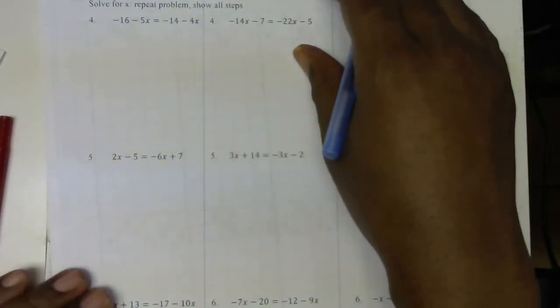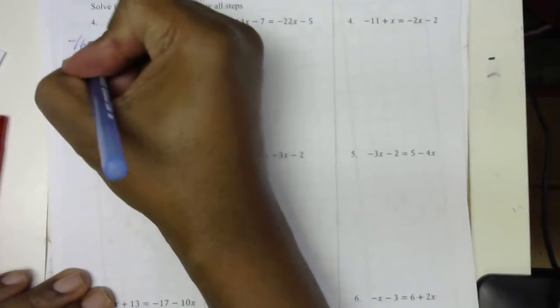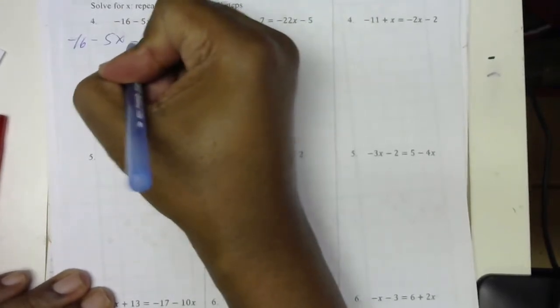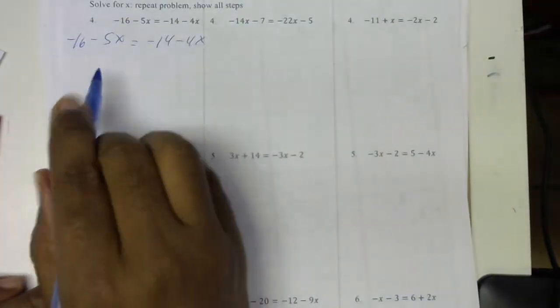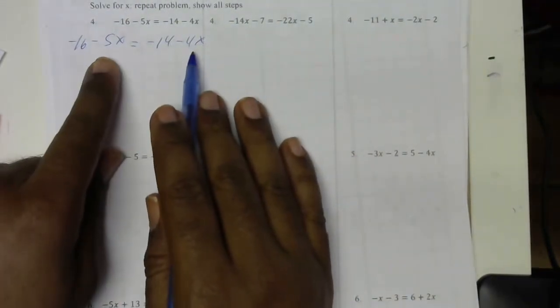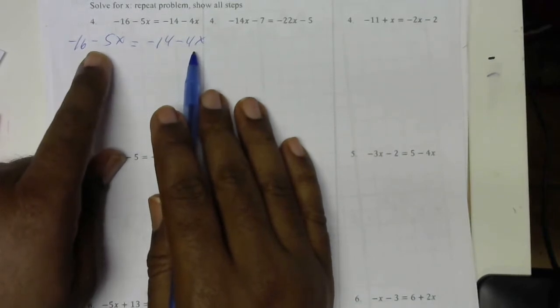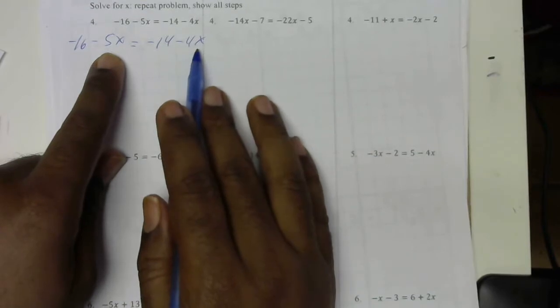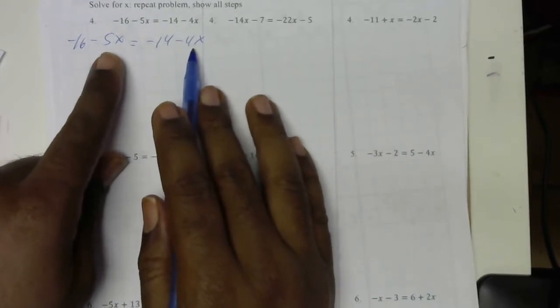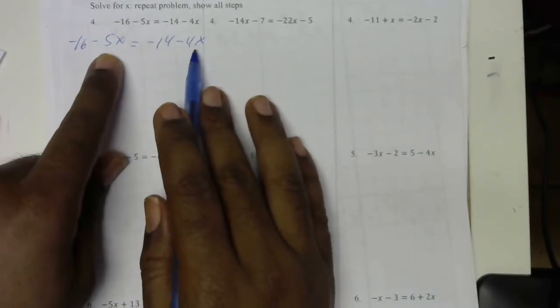Okay, let's take a look at number 4. Number 4, we have a negative 16 minus 5x equals negative 14 and negative 4x. The x's are on the left side and the right side. So we got to change that so they're on one side. Okay, this is like missing 5x's or missing $5, and here I'm missing 4x's or missing $4. Well, what's worse? To miss $5 or miss $4?